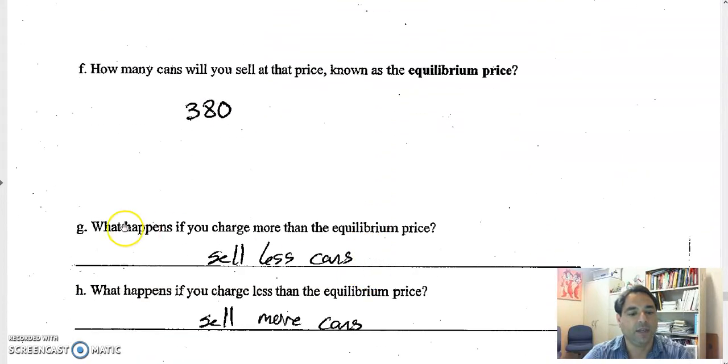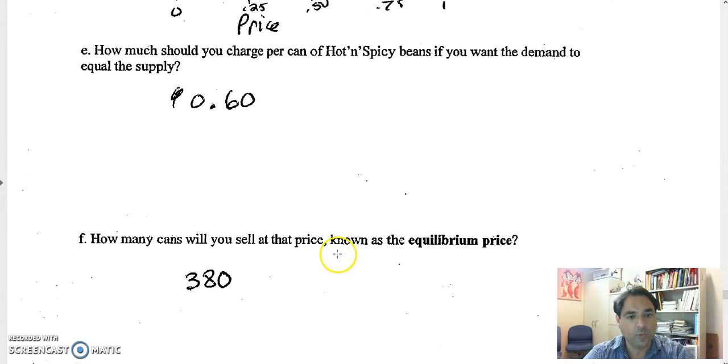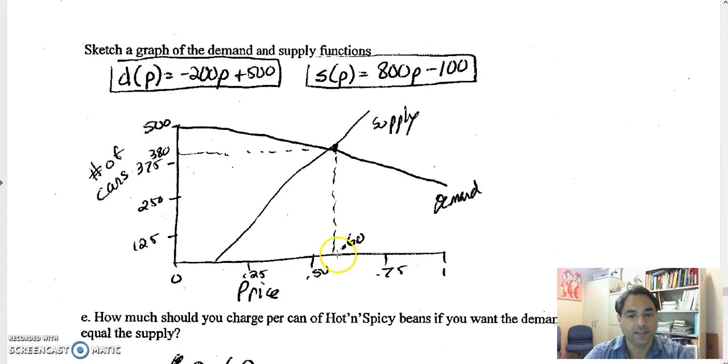Now again, what happens if you charge more? Well, if you charge more, then you sell fewer cans. So when we talk about supply and demand in our graph, equilibrium is great. It's where they're equal. But if I charge more than 60 cents, we have more supply than the demand. The cans sit on the shelves. If we sell it for less than 60 cents, our demand is higher than supply. That means they're flying off the shelves and we don't have any.